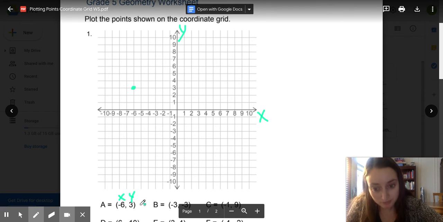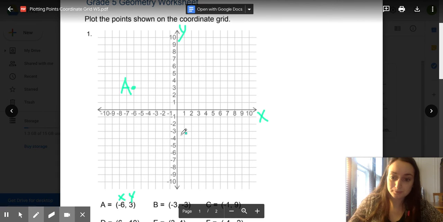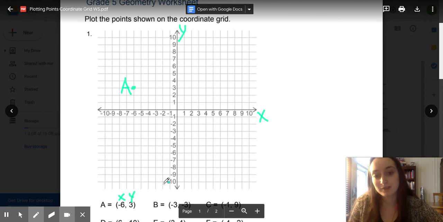Okay. And remember, whenever we have a positive number for our y, that means we're going up, right? If we have a negative number, that means we'd be going down. Perfect. So this is where our point would be. And I'm going to label it with its name, which is point A, so that we remember which point it is. Okay, awesome.